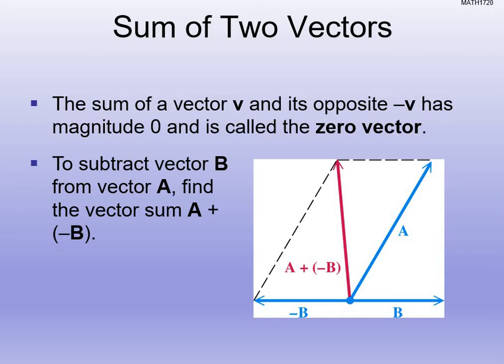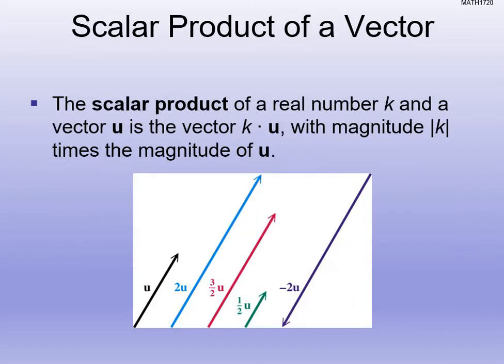Okay, so if we want to subtract vector b from vector a, we have to find the vector sum of a plus negative b. Does that make sense? We have to find a plus its opposite, the opposite of b. Hopefully that should make sense. We're going to do an example here that incorporates the opposite vector, so you're going to have to be able to understand that and calculate.